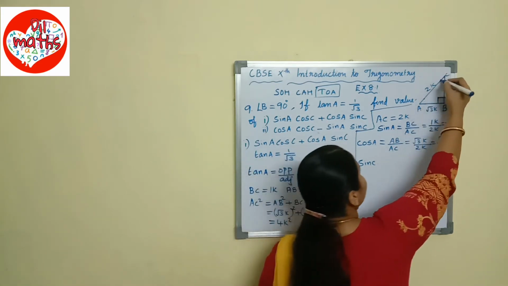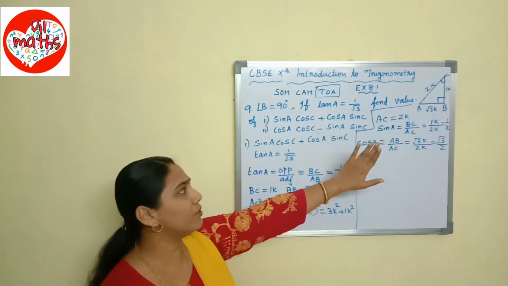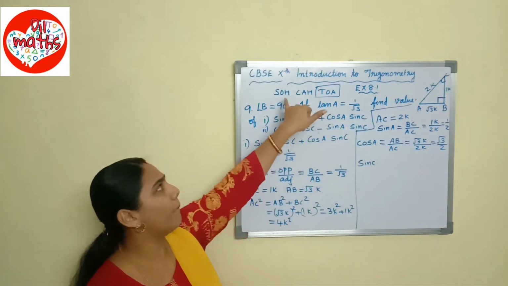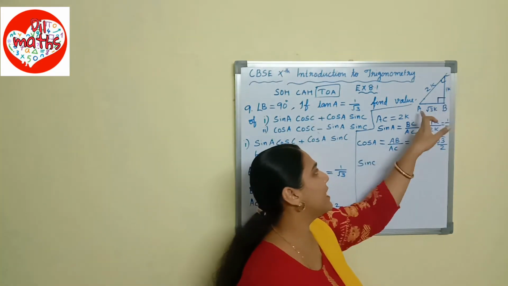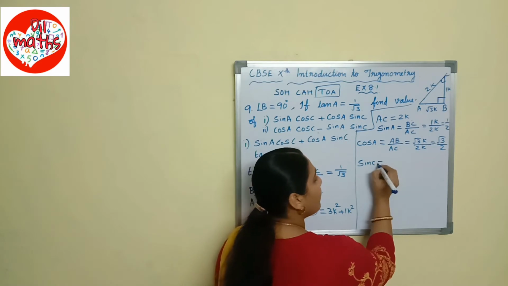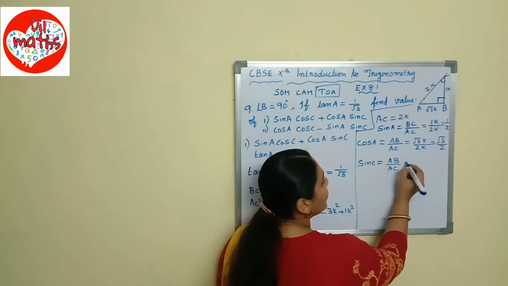So we should mark here sin C. With respect to C, sin C is equal to what? Opposite divided by hypotenuse. With respect to C, which one is the opposite side? AB is the opposite side. So AB divided by the hypotenuse. AC is the hypotenuse.